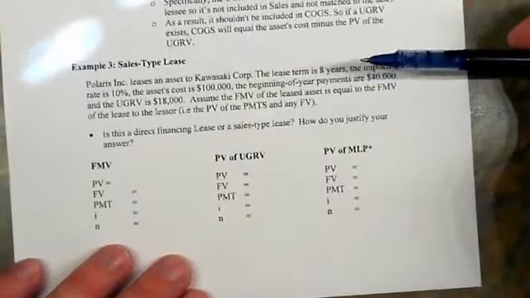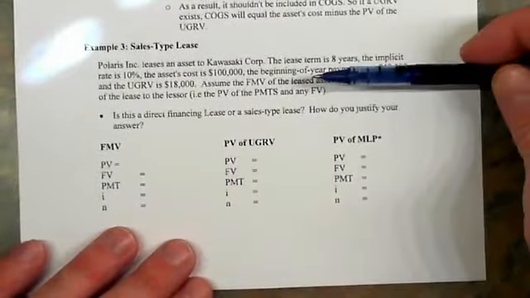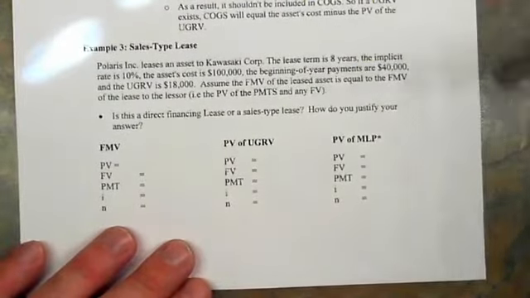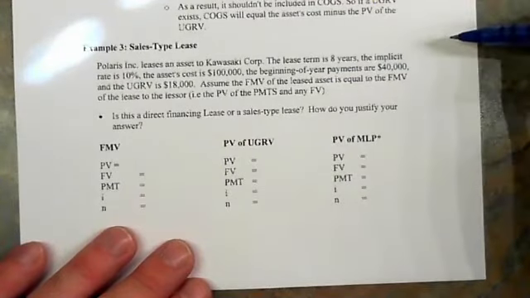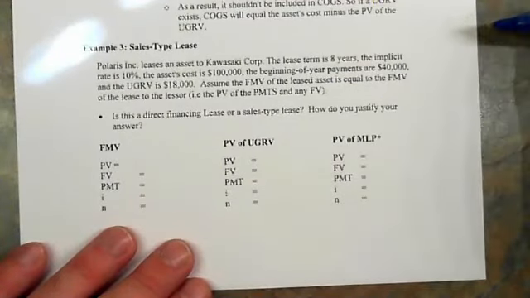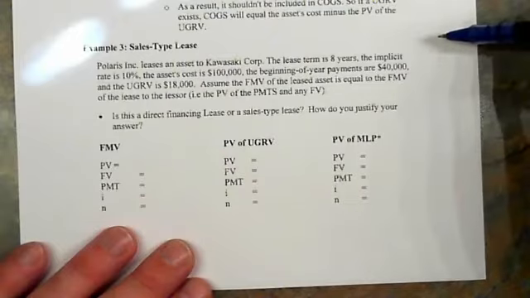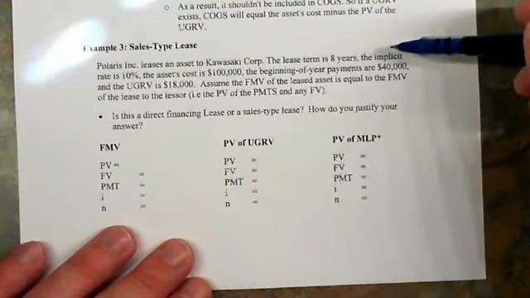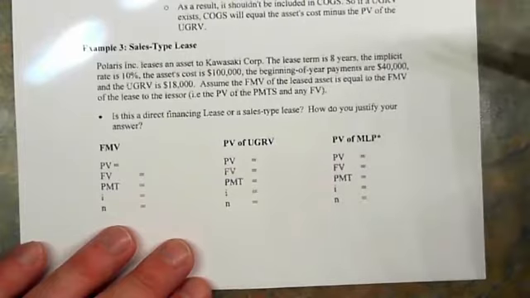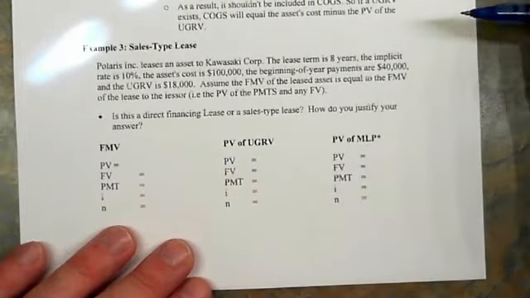Let's look at the sales type lease. Let's say that Polaris leases an asset to Kawasaki. The lease term is 8 years. The implicit rate is 10%. The asset's cost is $100,000. The beginning of the year payments are $40,000, and there's a UGRV of $18,000. Assume the FMV of the leased asset is equal to the FMV of the lease to the lessor.